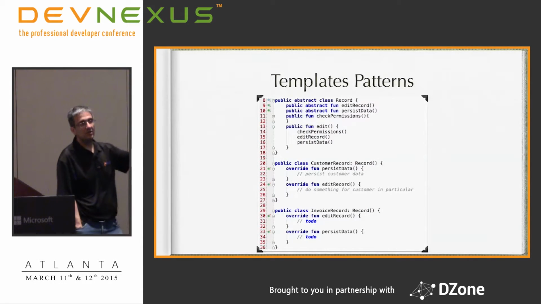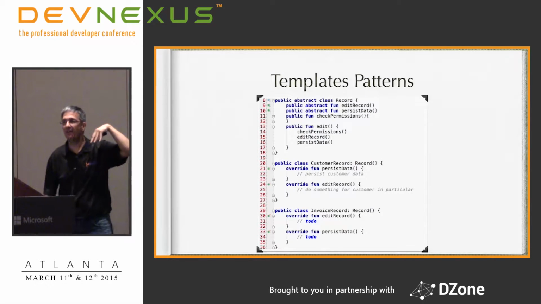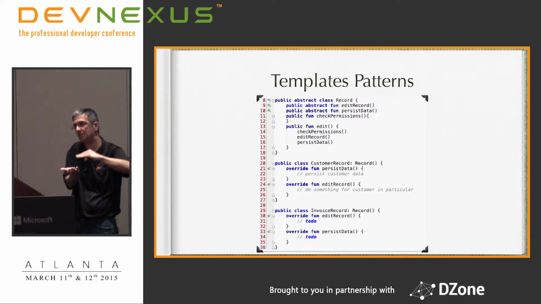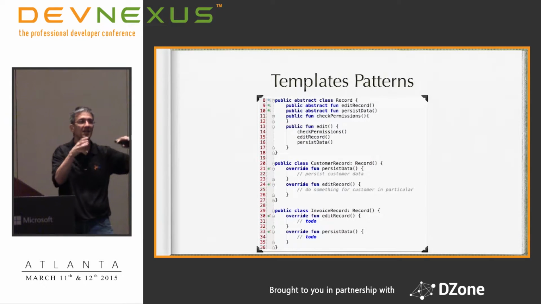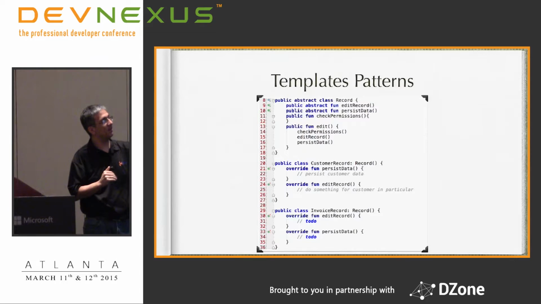Another common pattern that we use, and this is in the design guideline books, is the template pattern. You're all familiar with the template pattern, right? I have a basic abstract class in which there is a method that has to execute a series of operations in a specific order, and many classes implement that kind of functionality, but they all implement different functionality for each of those calls. So here I have an edit that does a check permission, edit record, persist data, but then edit record and persist data are different based on the actual implementation.